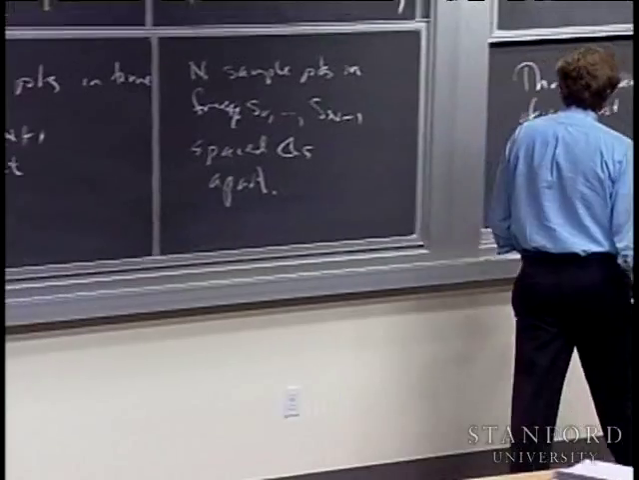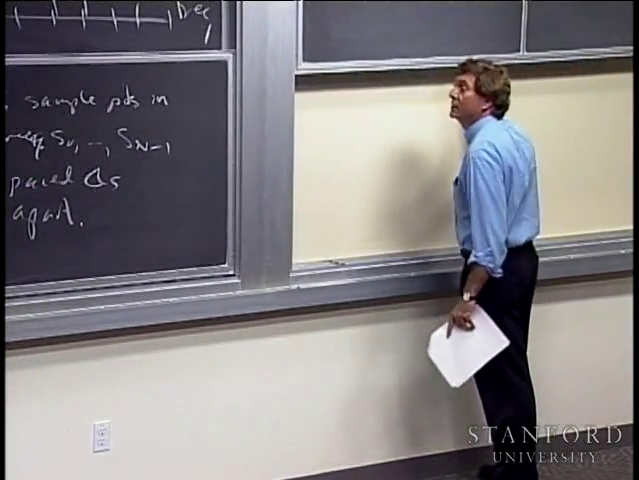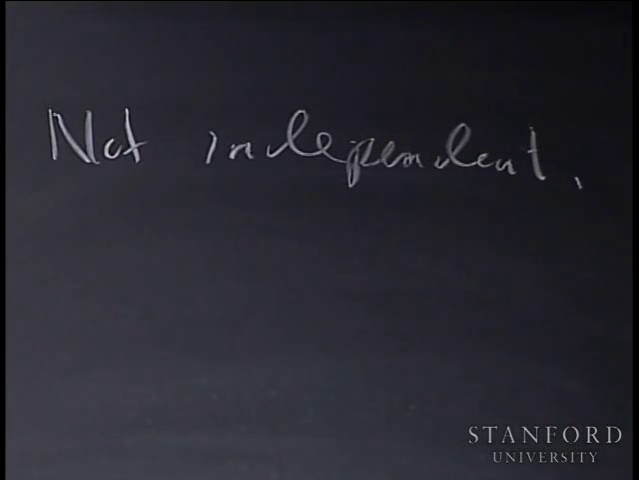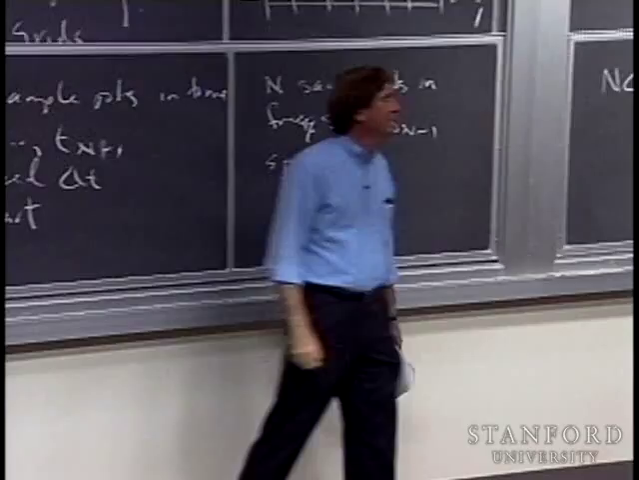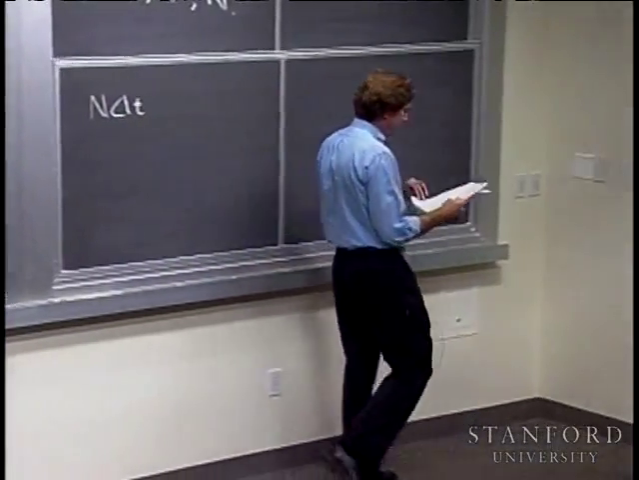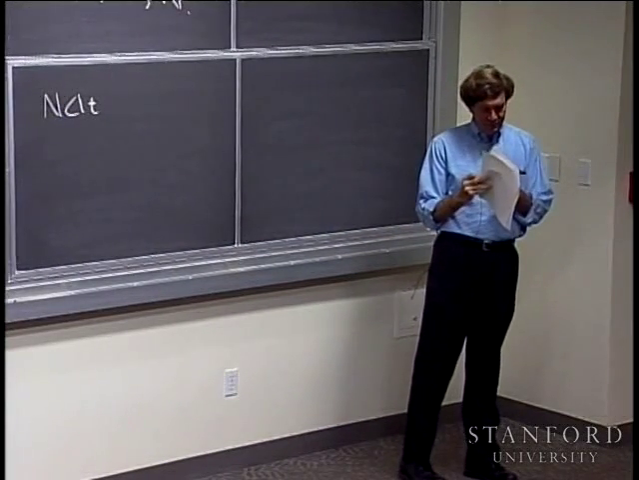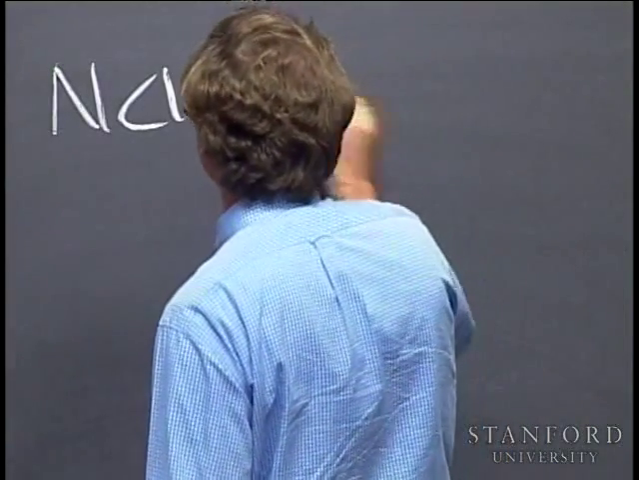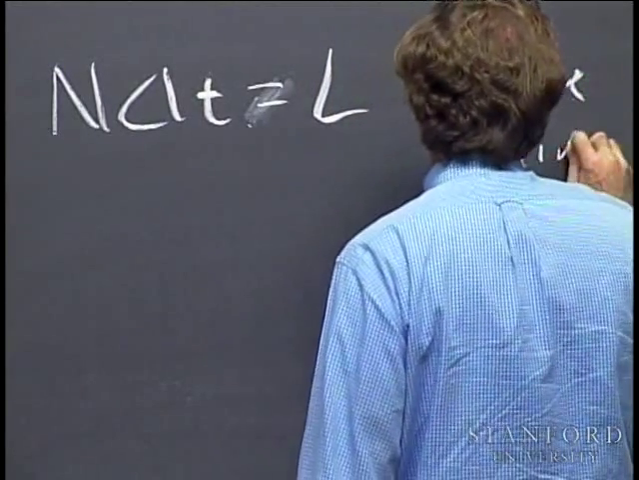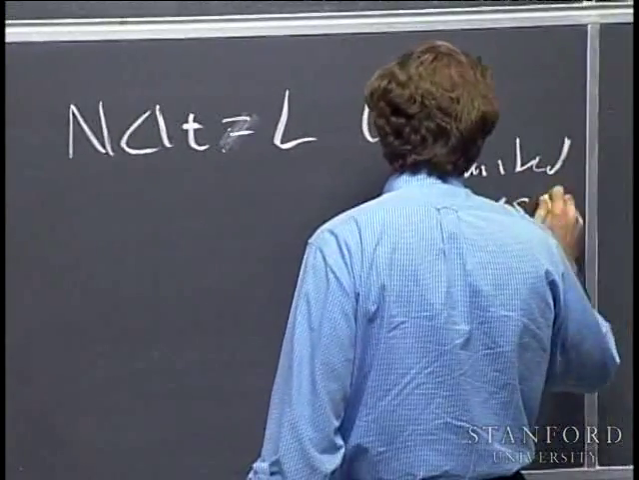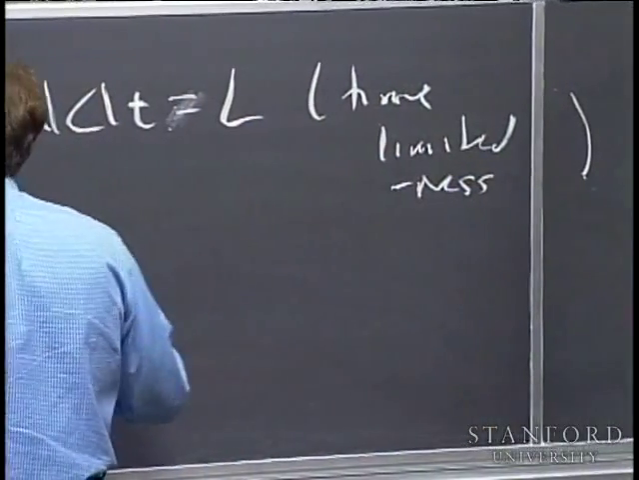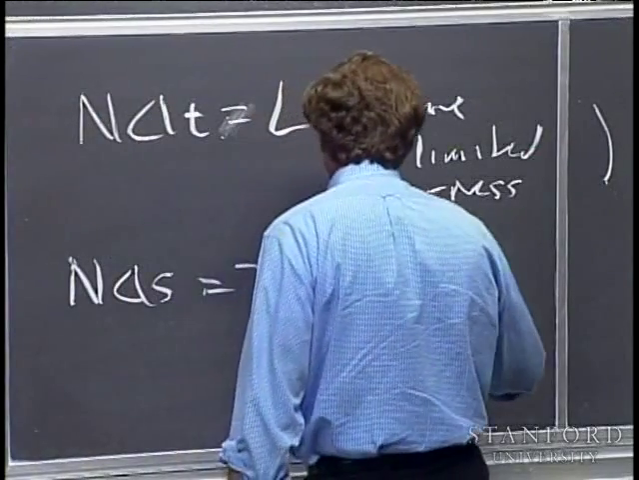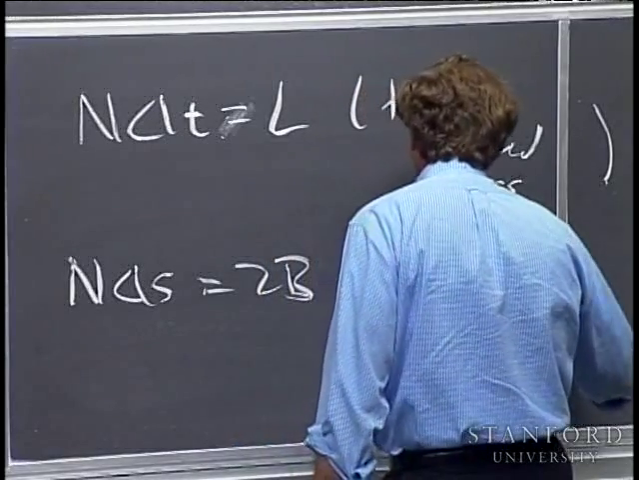All right, we had n delta t, that's the spacing in the time domain, and I want to say this right. It is L. I want to use the notation I used last night. This is the time limitedness. And we had n times delta s is the band limitedness, that we called 2b. That was the bandwidth.